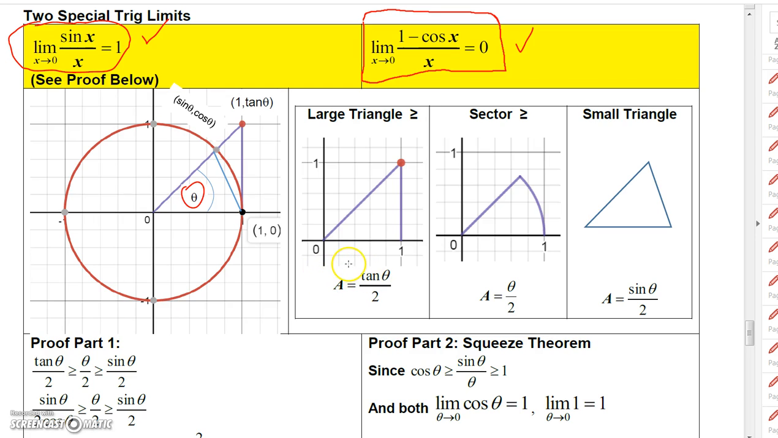Remember, the area of a triangle is 1/2 base times height? Well, the base times height would be 1 times tangent theta, or just tangent theta. And 1/2 of that would be tangent theta over 2. So the area of that big triangle is tangent theta over 2. Okay, then I'm going to look at this sector right here.